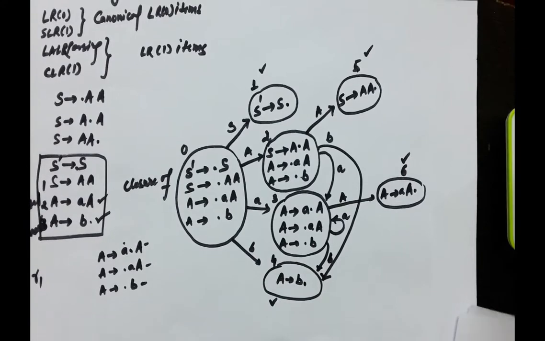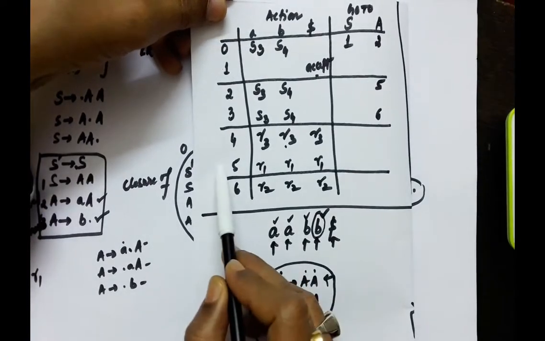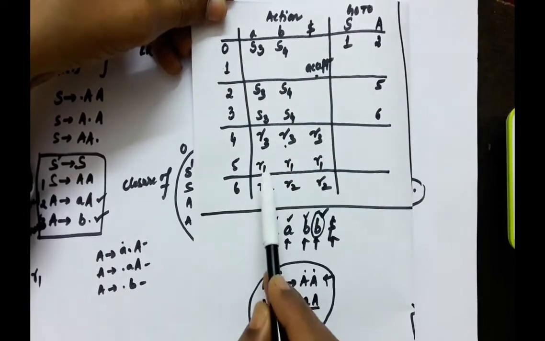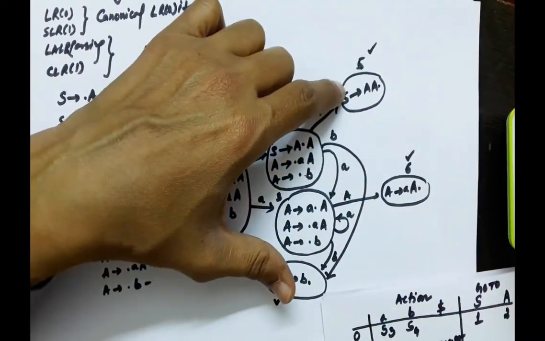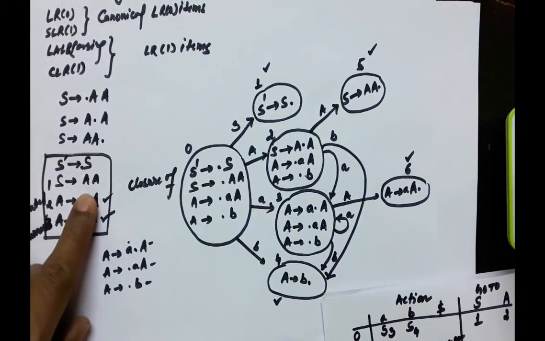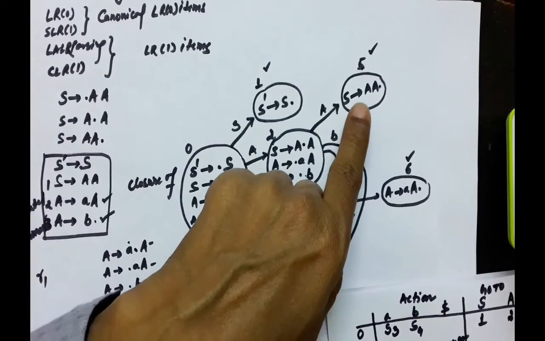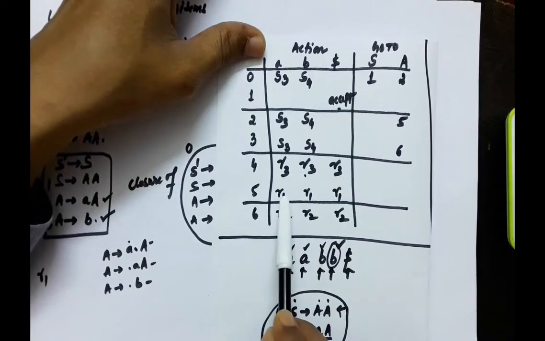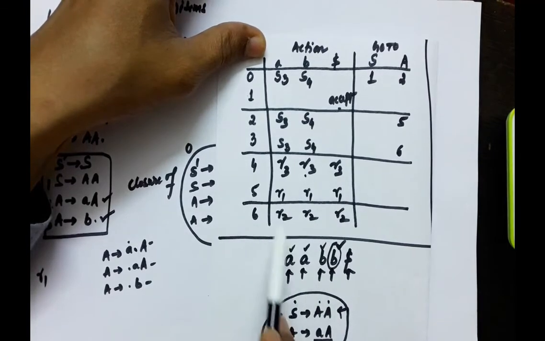For these states, for example state 5, in the fifth row of this table we write the production number at every place of the terminal symbols. This fifth state denotes production number 1, S produces capital A, capital A. So we write reduce at every place where terminal symbols appear. In the fifth row we write R1, R1 and R1 for A, B and dollar, which are the terminal symbols.